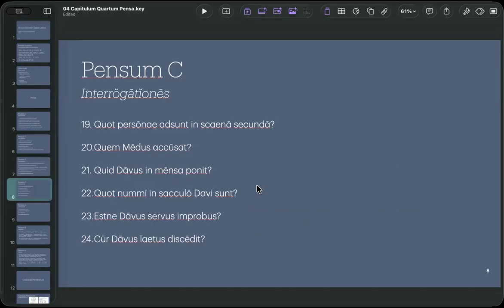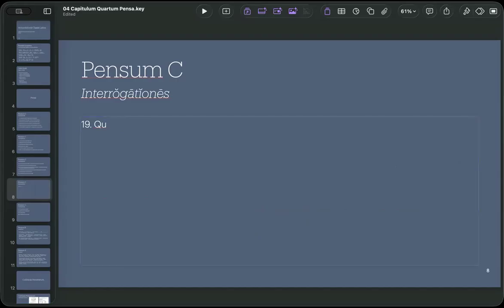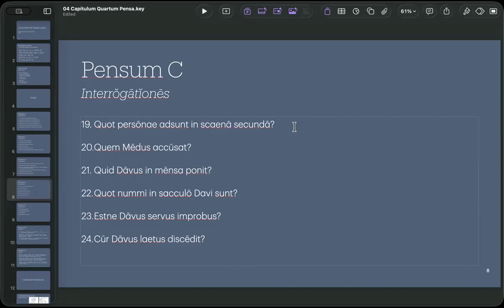Quot personae adsunt in scena secunda? Quattuor personae in scena secunda sunt. Quat... whoop, what did I do? Quattuor. Quat-tu-or. There we go. Personae in... Wow. All right, I'm going to copy that over. There. So we don't decline numerals, which is amazing.